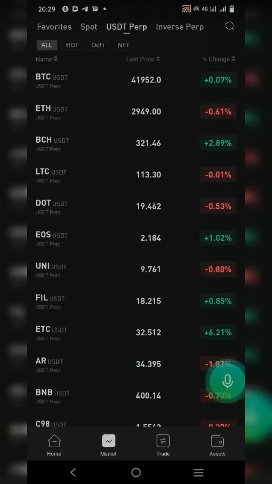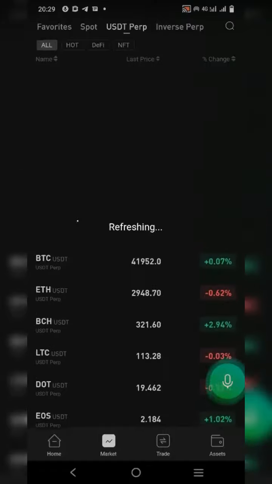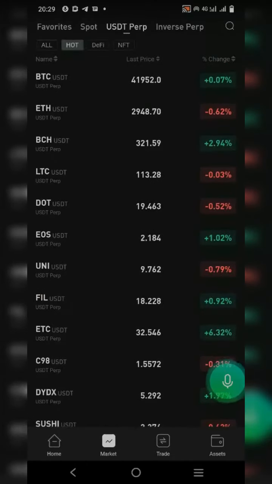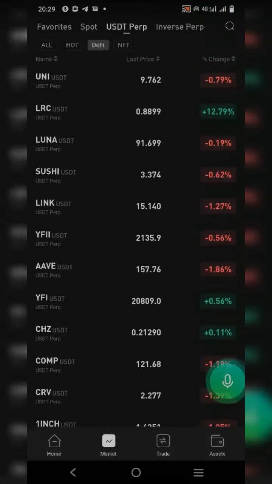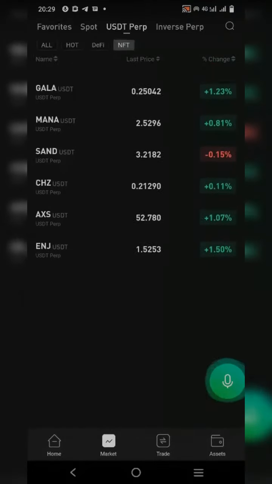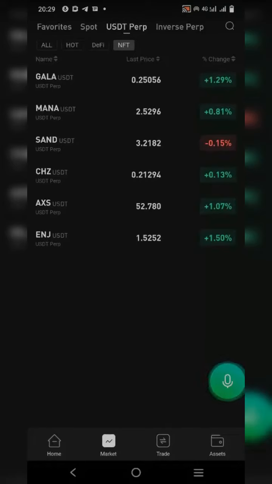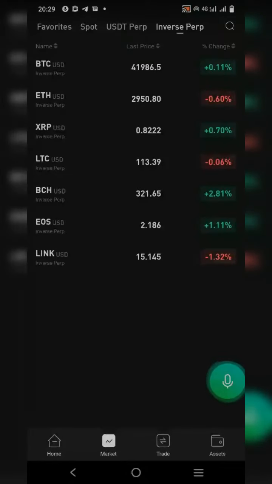On the derivative market, this category showing all means these are all the coins, irrespective of which one is hot. Hot means there's more volume of money coming into this, people are trading. On the derivative market, we also have DeFi coins, if you're interested in trading DeFi in the derivative market. We also have NFT coins, if you're interested in trading NFTs. Okay, so inverse perpetual. This is the reverse of what you're trading on the other one. It's more like shorting it. But when we go into the trade itself, I'll show you what that means.